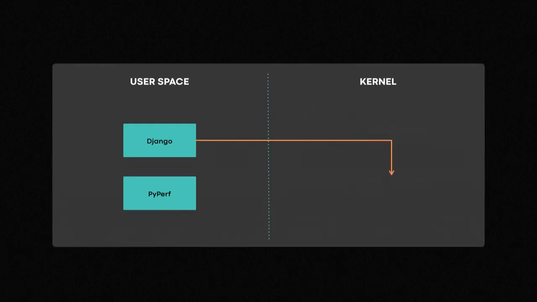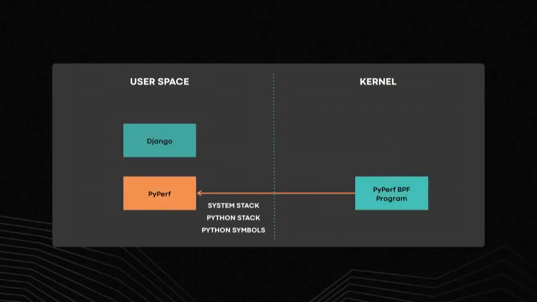What our program was written to do was to take the system stack and then dig around in the Django process to grab the Python stack and symbol table. The system stack, Python stack, and Python symbols are passed back to the PyPerf user space program via a perf buffer and, in the case of the symbol table, a BPF map. We symbolize both of these stacks, annotate them with various types of metadata, and send them off to Scuba.